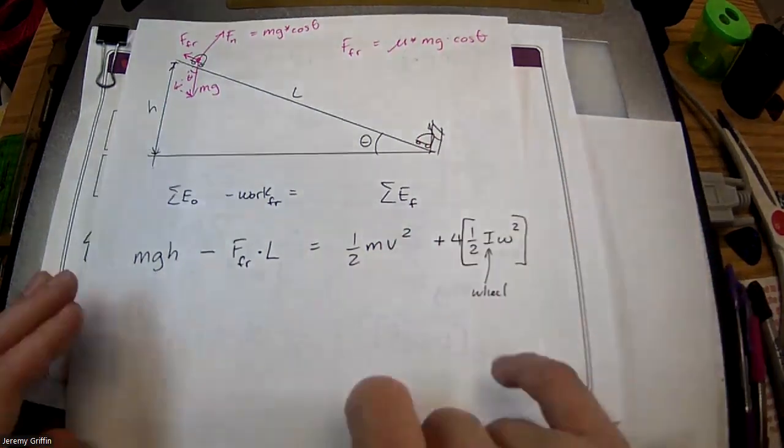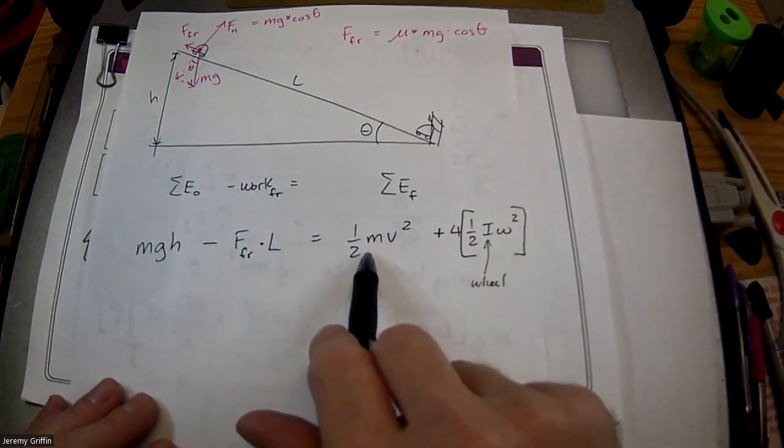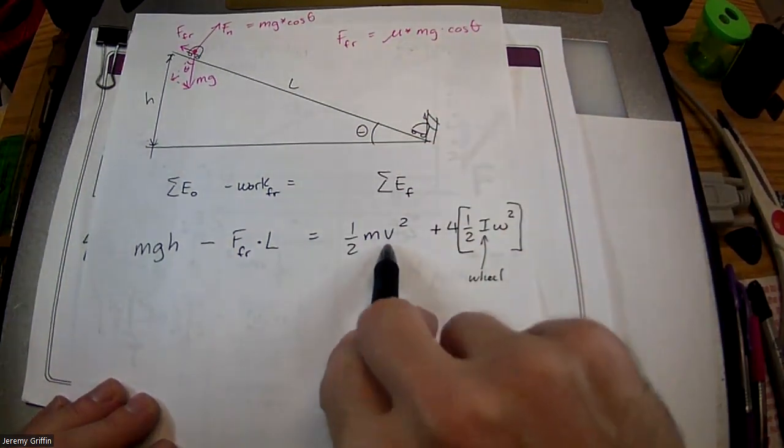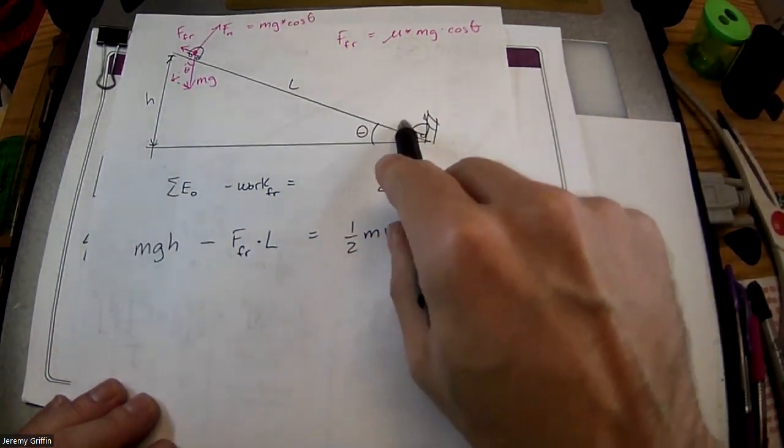So I could say kinetic energy, but really it's two kinds of kinetic energy. There's translational kinetic energy, your 1/2 mv squared. So if you point a radar gun at it, pick up its speed, right? That's what that v is. And then something to do with rotation.